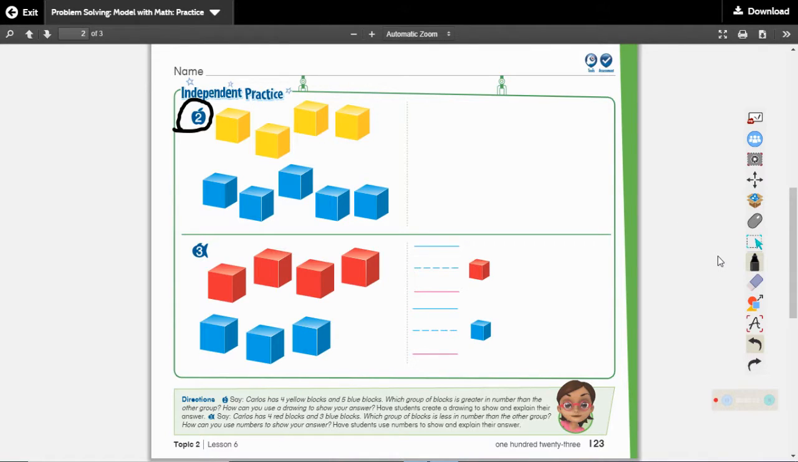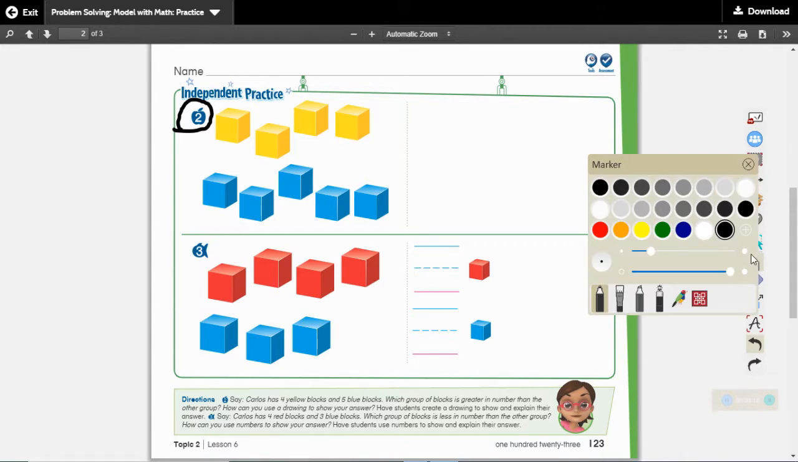Carlos has 4 yellow blocks and 5 blue blocks. Which group of blocks is greater in number than the other group? How can you use a drawing to show your answer? So you're going to make a drawing out here to figure out which group is greater in number than the other group. So pick up your yellow crayon.